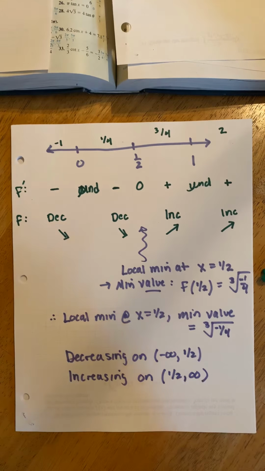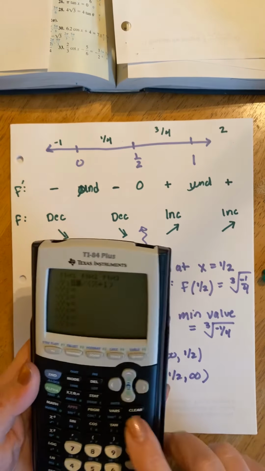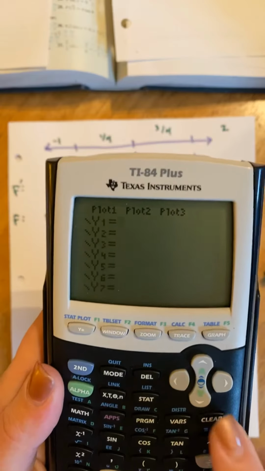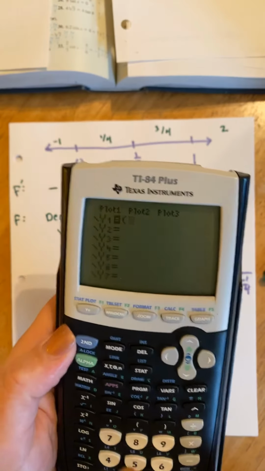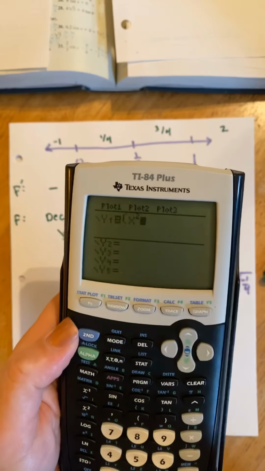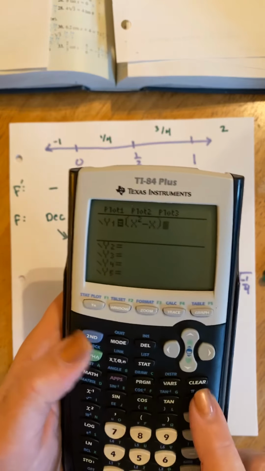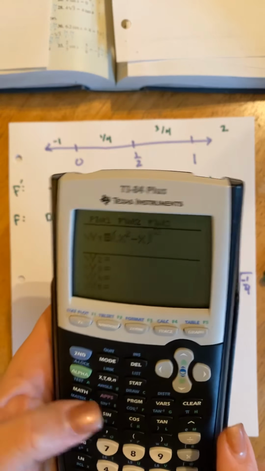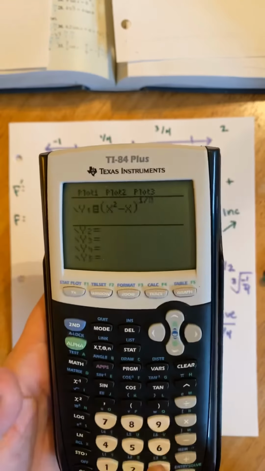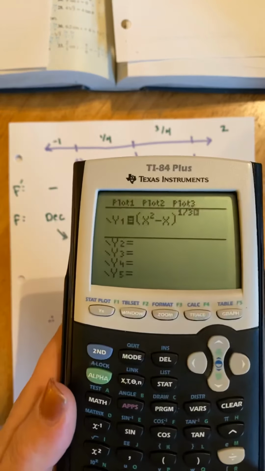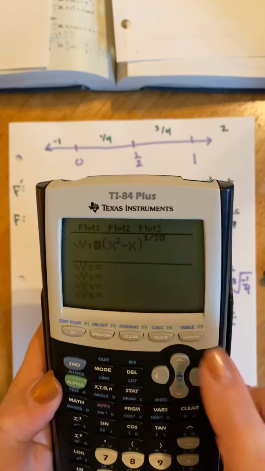So I'm going to take a minute and just graph this guy really quick and see if we can see this. All right, graph, let's do clear. All right, and I'm going to graph the cube root of x squared minus x. You can use your cube root value, or keep in mind that cube roots are equivalent to fractional powers, to the 1/3 power. All right, I'm going to graph this guy.